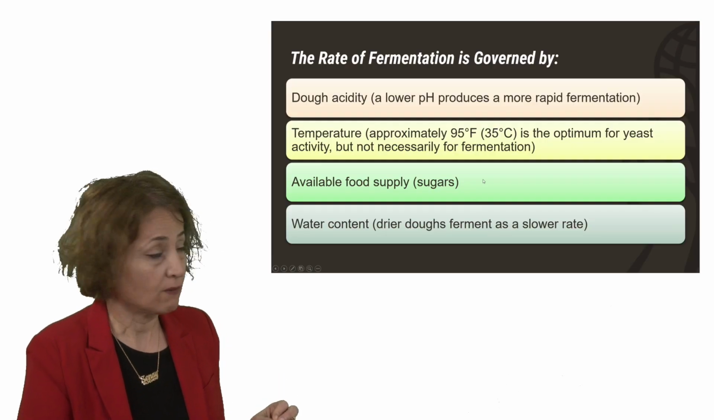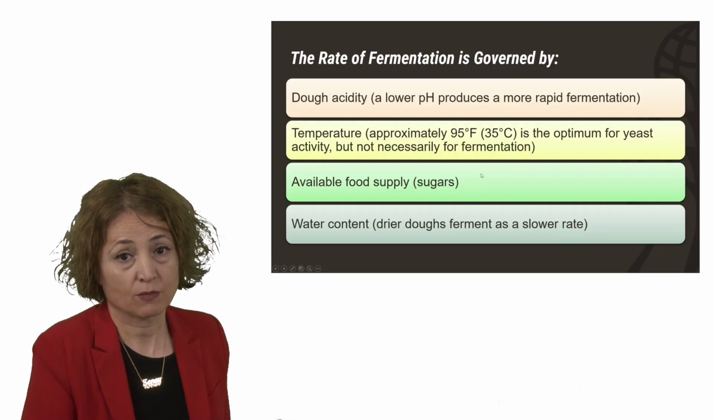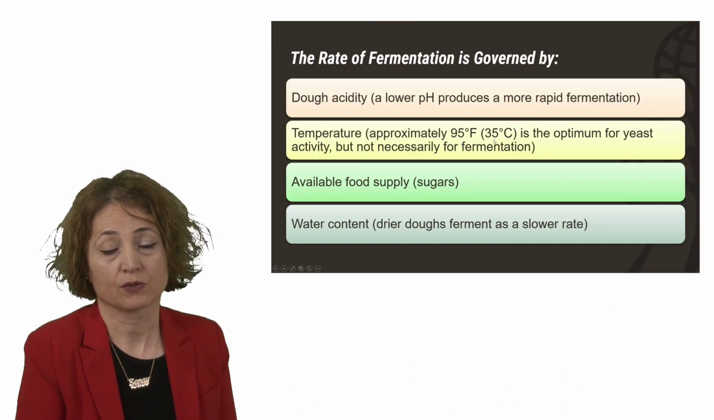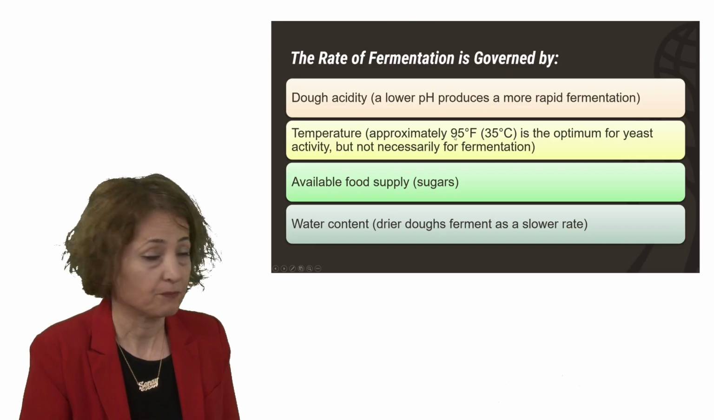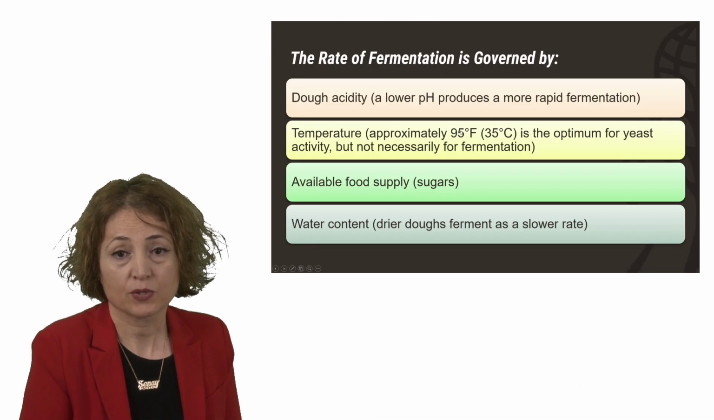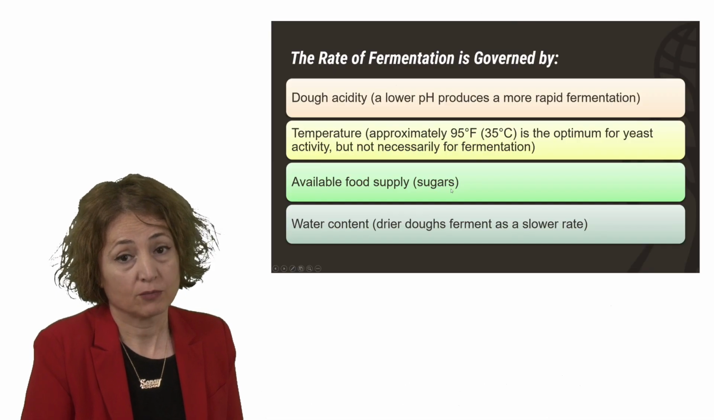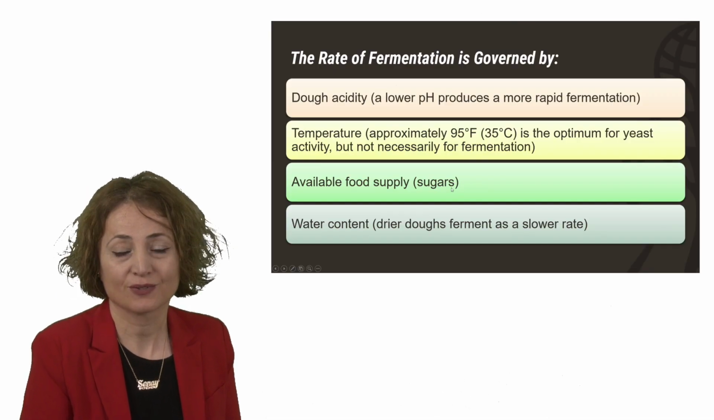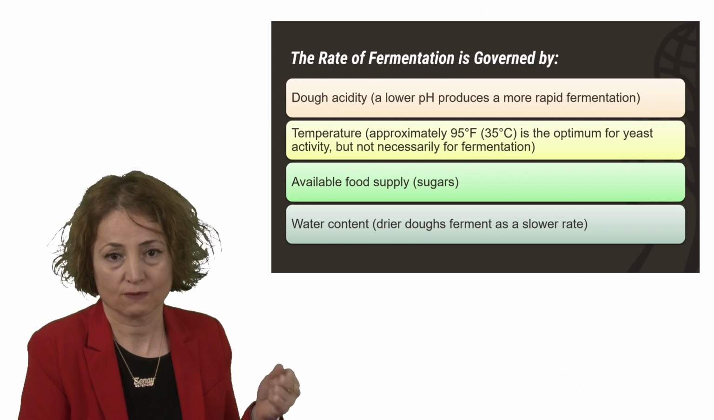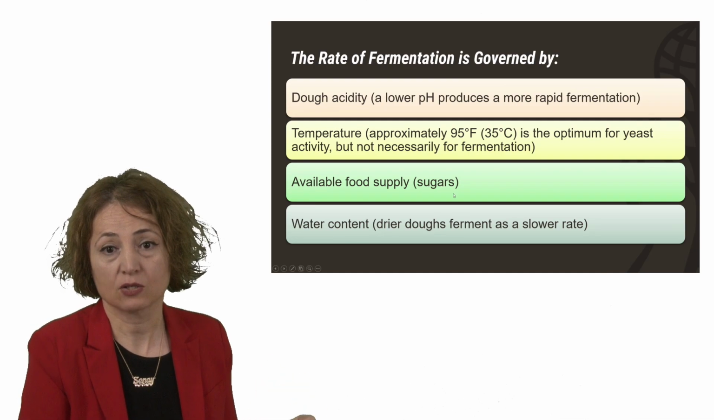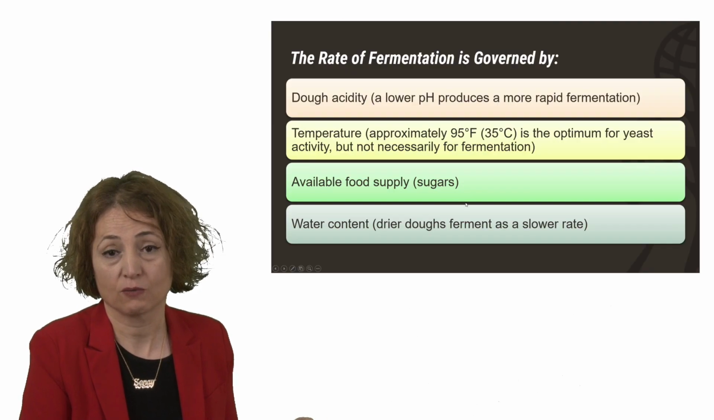The rate of fermentation is governed by dough acidity. A lower pH produces more rapid fermentation. Temperature: approximately 35 centigrade is the optimum for yeast activity, but not necessary for the fermentation. Available food supply: as I mentioned, sugar will be the major source of food for yeast. And then the water content: drier doughs ferment at a slower rate.